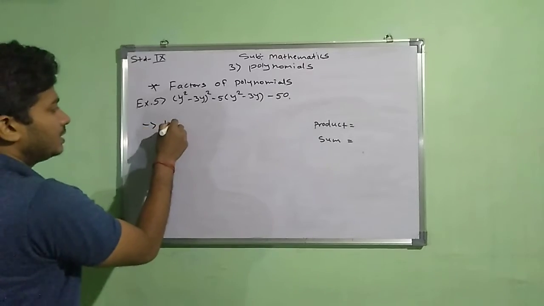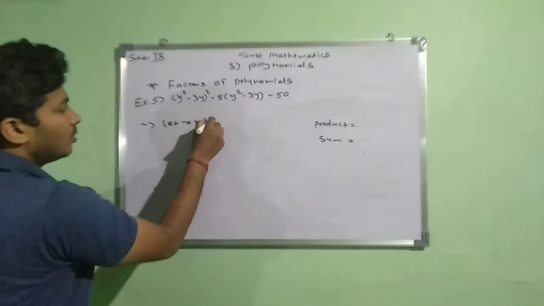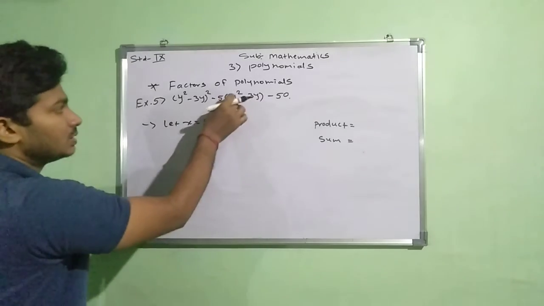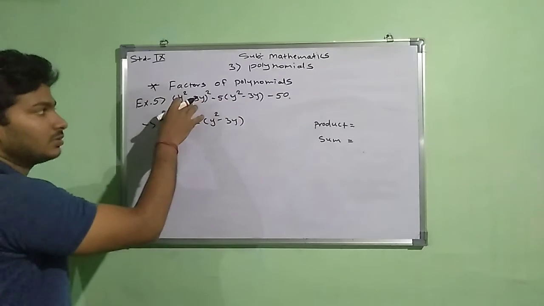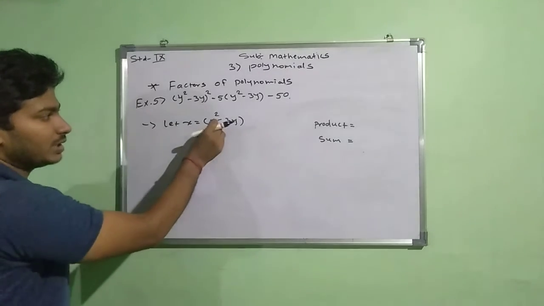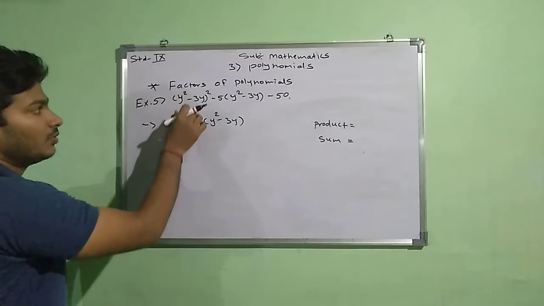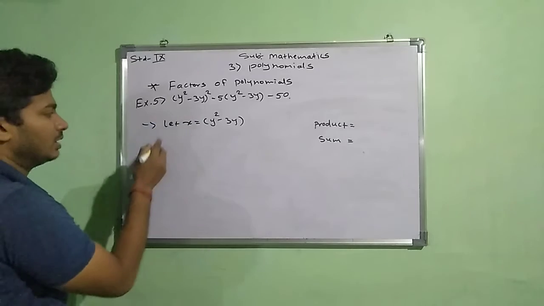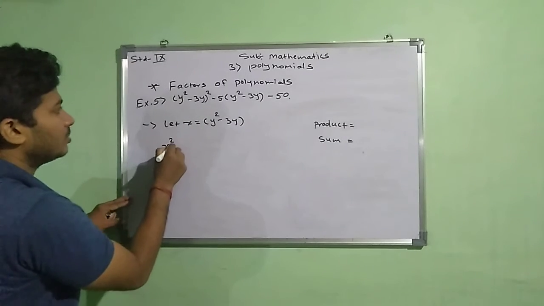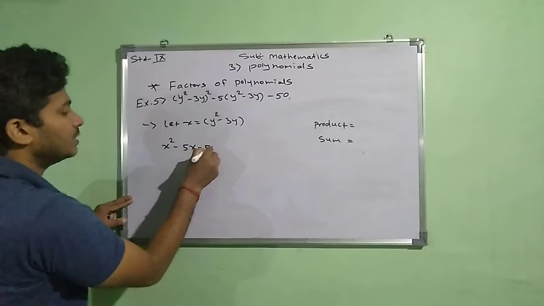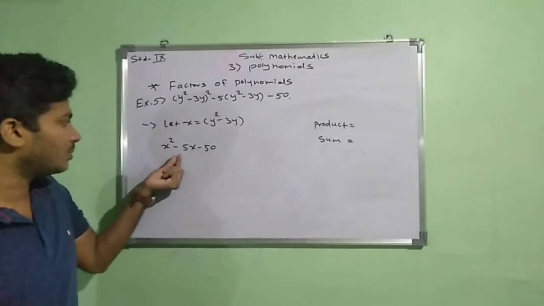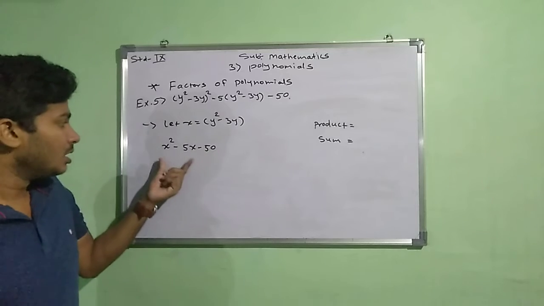So we can take x equal to y² - 3y. You can take any variable you want, but it should not be the same variable that is already inside the given equation. So we have considered that x is equal to y² - 3y. Now we will substitute x wherever we see the bracket y² - 3y. So our equation will be x² - 5x - 50, after substituting x in place of y² - 3y.